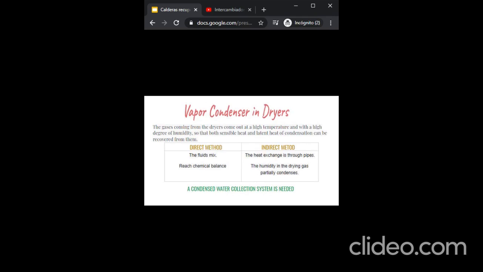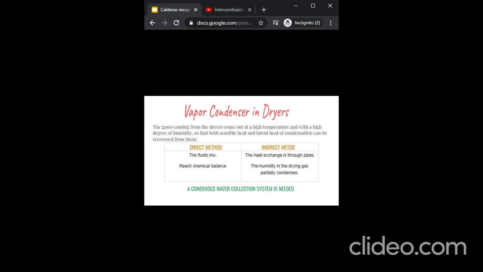The vapor condenser in dryers. These gases from the dryers come out at a high temperature and with a high degree of humidity, so that both sensible heat and latent heat of condensation can be recovered.